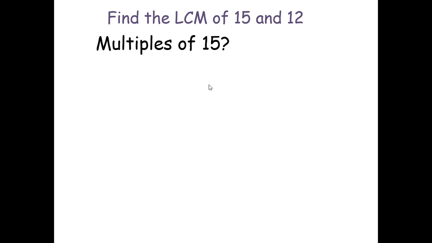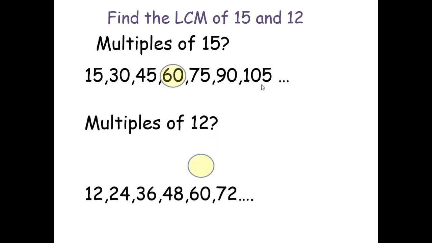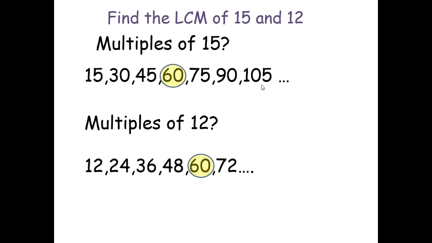We're going to find the lowest common multiple of 15 and 12 now. So again, list the first few multiples of 15. I've got 15, 30, 45, 60, 75, 90, and 105. Then do the same thing for 12 and watch out for that first number that appears. So 12 has got 12, 24, 36, 48, 60, and 72. As you can see, 60 is the first number that appears twice. So the lowest common multiple of 15 and 12 is 60.